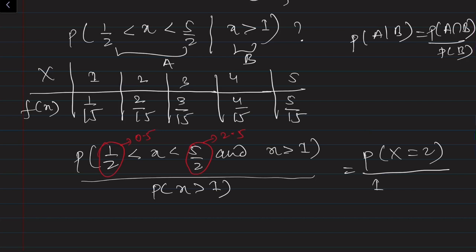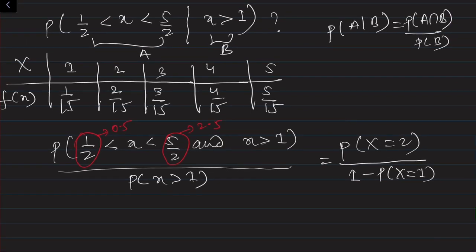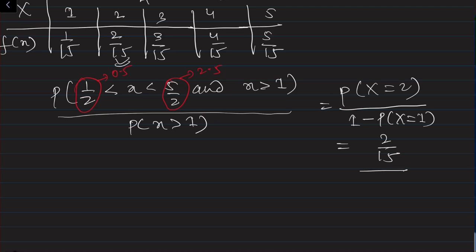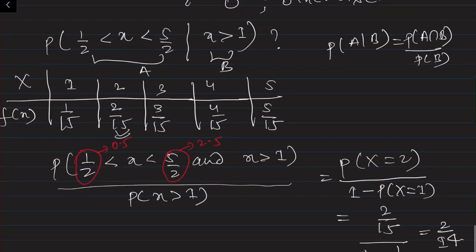Now what is at the denominator? You can add all the probabilities greater than 1, or you can subtract the probability at x equals 1 from 1. You can do it either way. Okay, so I think it is simple to subtract. So in the numerator, this is simply 2/15, as you can see, and in the denominator, this is 1 minus 1/15. So this comes out to be 2/14. If we reduce this, then this is 1/7. All right. So this is how we can solve these CDF problems.